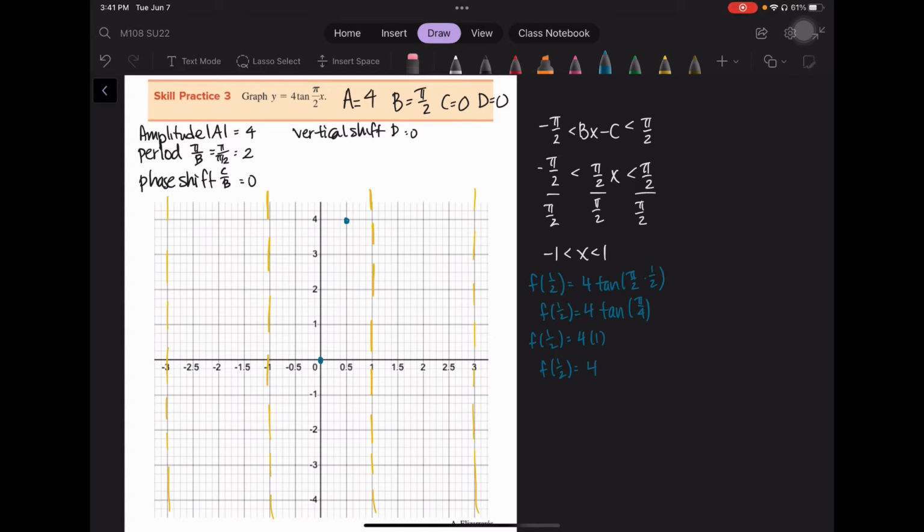Using the same idea for f of negative 1/2, I have the function at negative 1/2 is equal to 4 times the tangent of negative pi over 4, and the tangent at negative pi over 4 is negative 1. So f at negative 1/2 is negative 4. And then I create my rough sketch of the super skinny tangent function here.